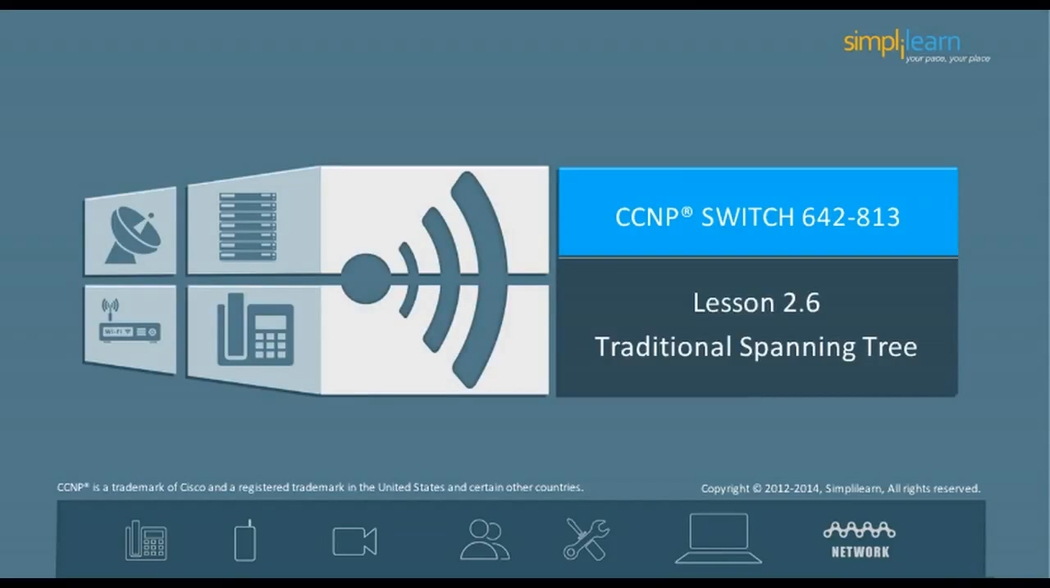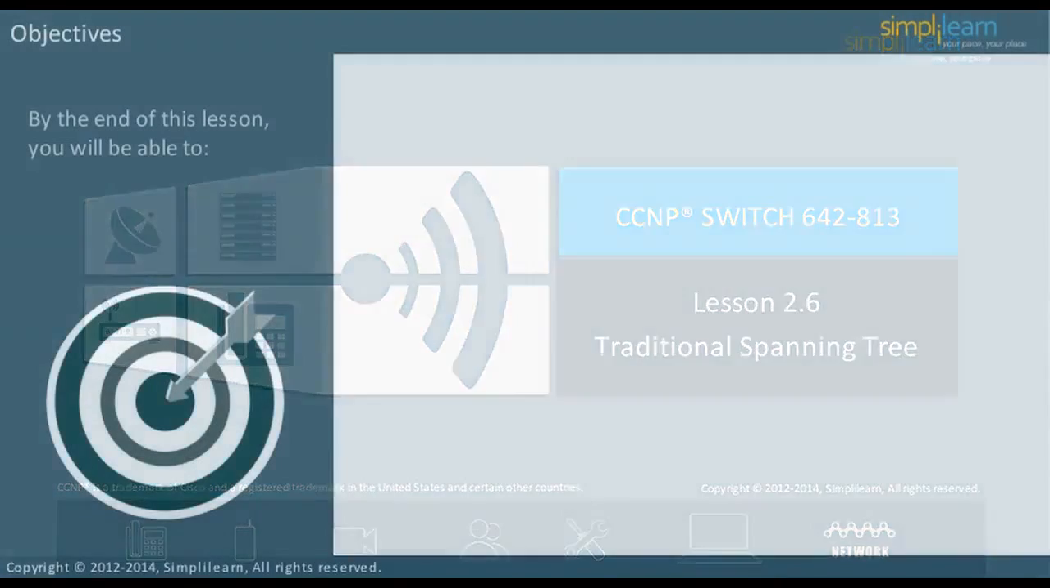In the previous lesson, we learned about link aggregation. In this lesson, we will look into traditional spanning tree. Let us begin with the objectives of the lesson in the next slide.